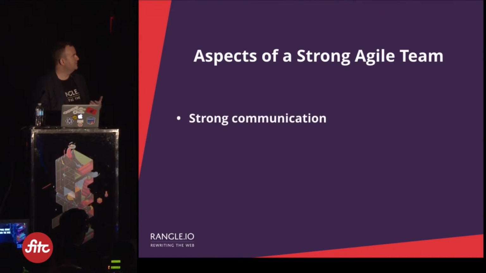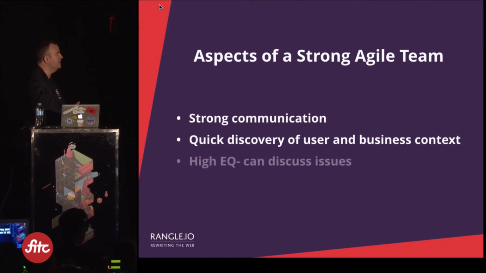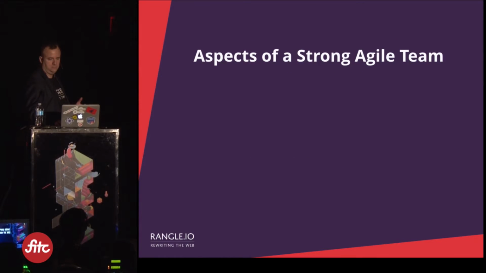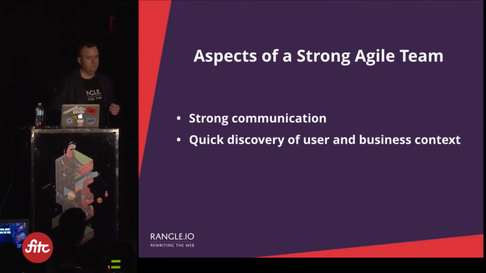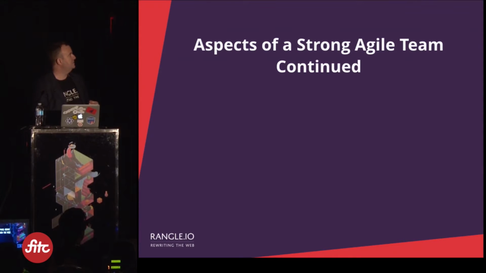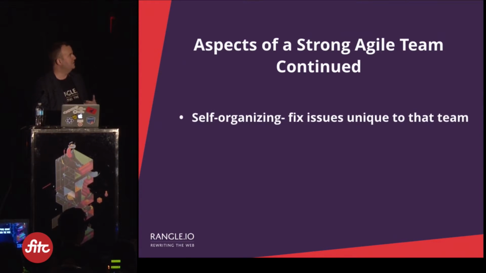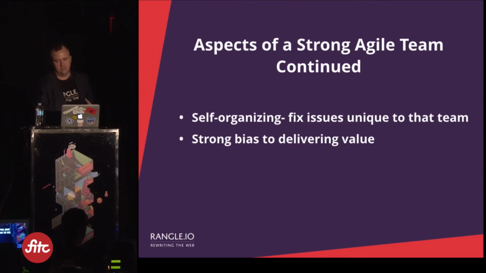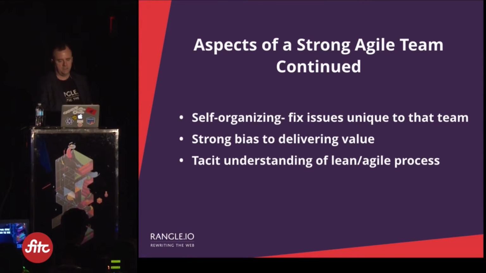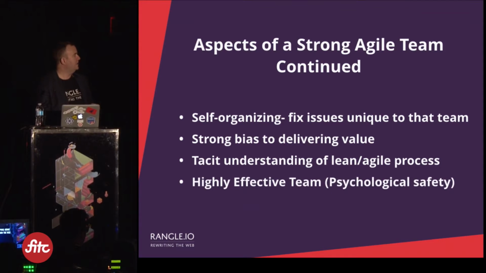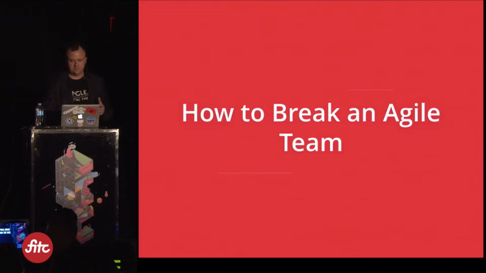Building a team, you get strong communication, quick discovery of user and business context, and high emotional intelligence to discuss issues. It's self-organizing. You can fix issues unique to that team. A strong bias to delivering value. A tacit understanding of the Lean Agile process. And a highly effective team. So there's been some interesting studies out of Google and other companies that psychological safety drives the most effective team performance. It's the one norm that really carries across teams. So Agile tries to build that.